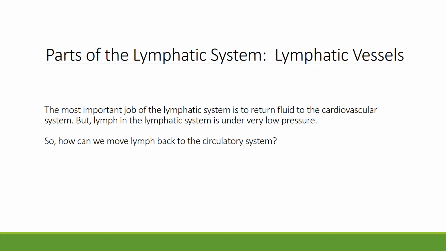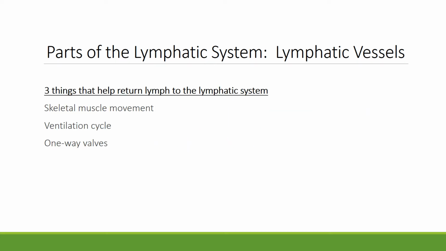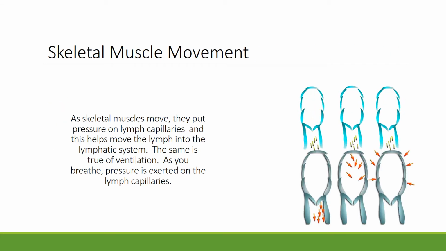But the problem is lymph in the lymphatic system is under very low pressure. So how can we move the lymph back to the circulatory system under these circumstances? In a low-pressure system, how do we get lymph back into the lymphatic system? There are 3 things that help with this: skeletal muscle movement, the ventilation cycle or the breathing cycle, and one-way valves.